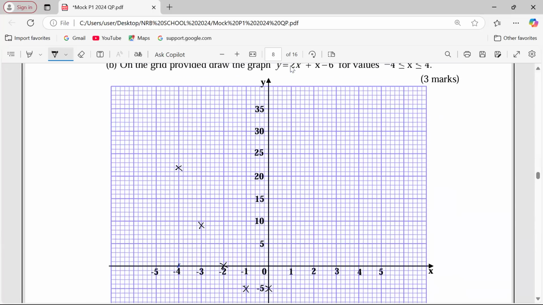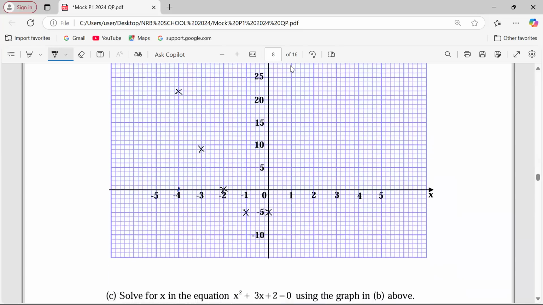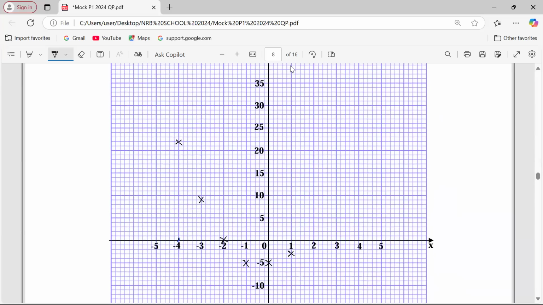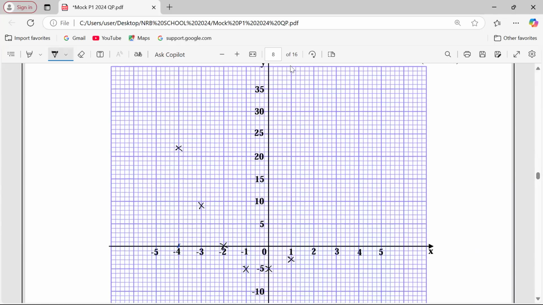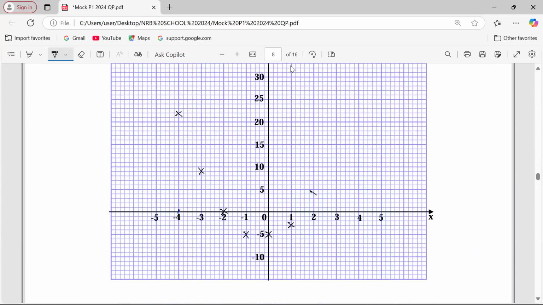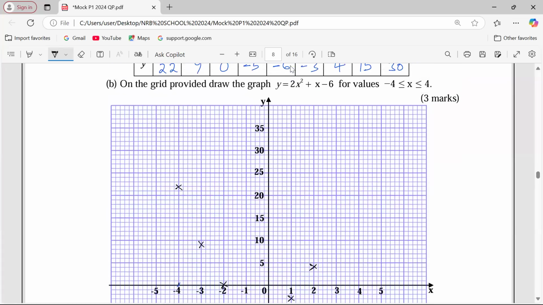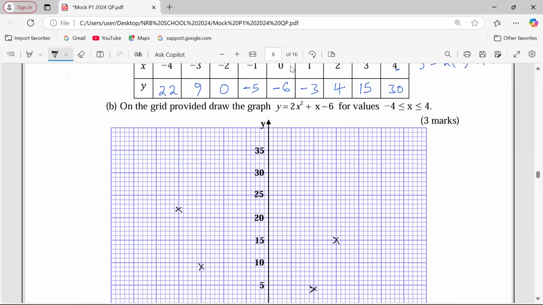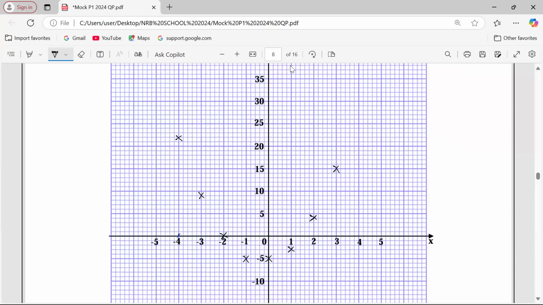Then +1, -3. +1, -3 is here. Then we are having +2, 4. Then +3, 15, which is here. Then finally +4, 30. So +4, 30 is the coordinate at this point. So we have the plotted coordinates.